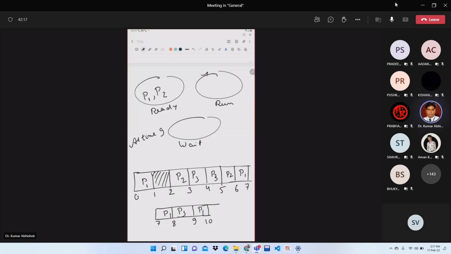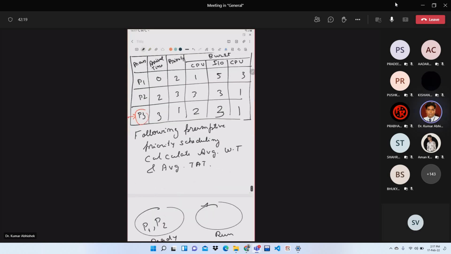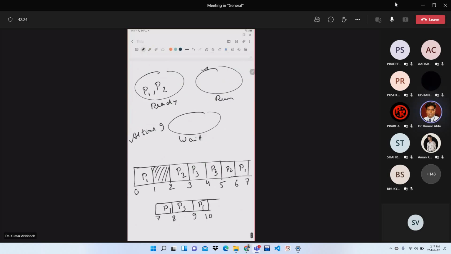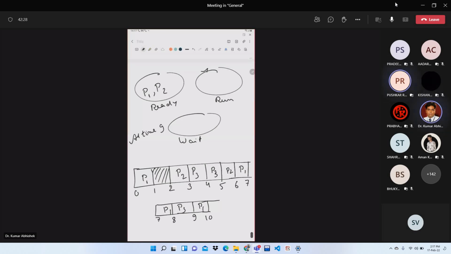At time 10, P1 has executed from 6 to 8 already. Sir, what happens at time 10? At time 10, P1 moves to which state? P1 is also terminated.